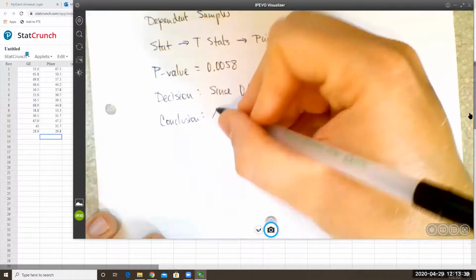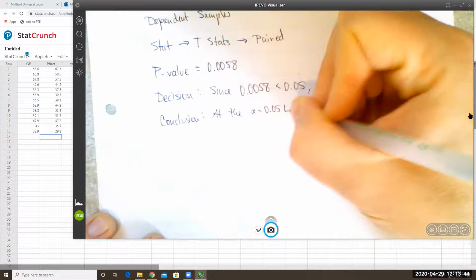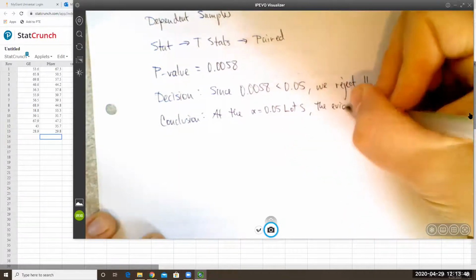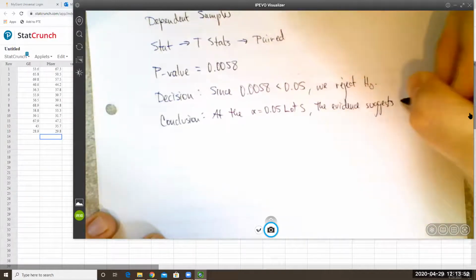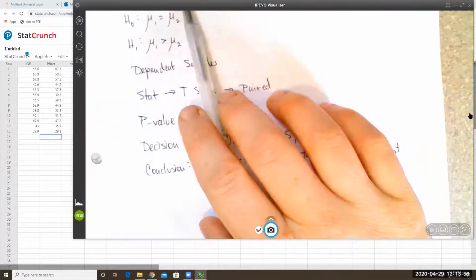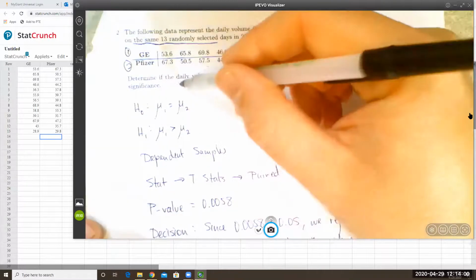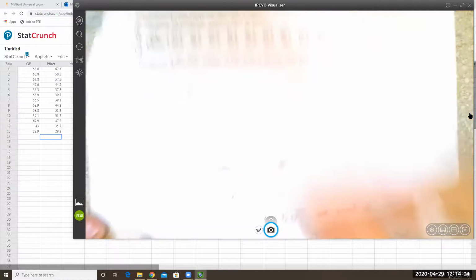Okay, so at the 0.05 level of significance, the evidence suggests that the daily volume of GE stock is greater than that of Pfizer, right? And I'm just copying and pasting that from here. The daily volume of GE stock is greater than that of Pfizer, right?